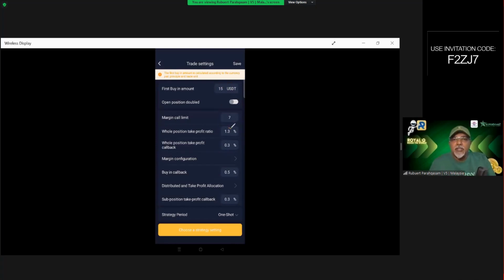Take a look at these numbers here. These 2 numbers: whole position take profit ratio and whole position take profit callback. Write this down somewhere because we're going to learn this now. Whole position take profit ratio is 1.3%, and take profit callback is 0.3%. Just write that down somewhere because we're going to use this. Sometimes in trading, we just say TP. TP means take profit. And this is take profit callback.